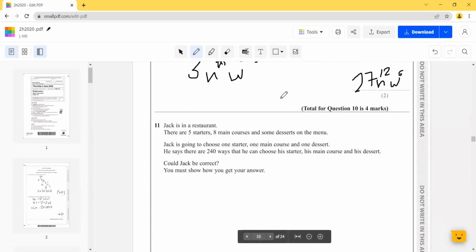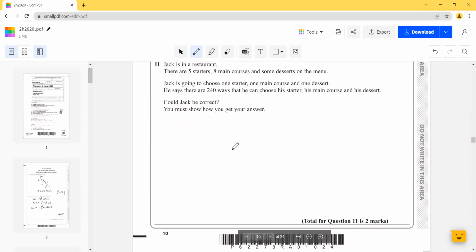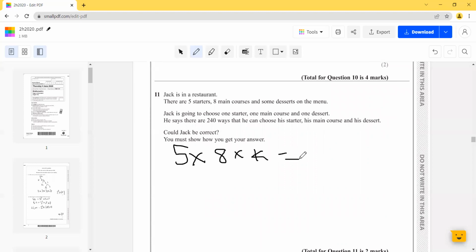Okay. Question 11. Jack is in a restaurant. There are 5 starters, 8 main courses, and some desserts on the menu. Jack is going to choose 1 starter, 1 main course, and 1 dessert. He says there are 240 ways that he can choose his starter, his main course, and his dessert. Could he be correct? Well, it's 2 marks, pretty simple. So 5 times 8 times some value, I'm going to call it k, is 240.